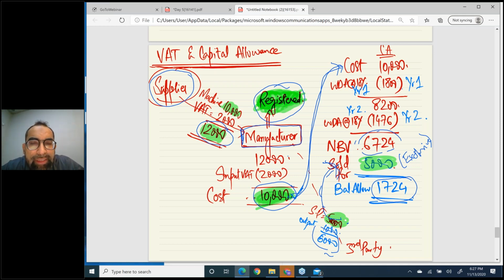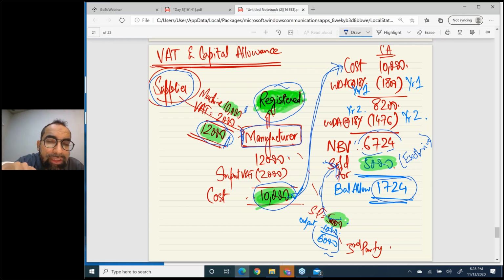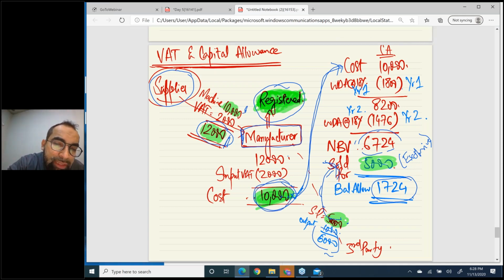So we can say one thing, and I'll show you the summary. For registered trader, all of you open your ears and eyes. For registered trader, cost is exclusive amount. See, this 10,000 is exclusive, this 12,000 is inclusive. So what is our cost? 10,000 is our cost. This is exclusive amount. This is exclusive price.